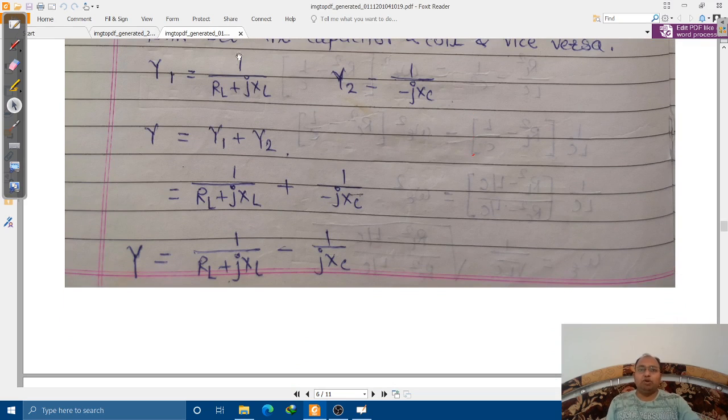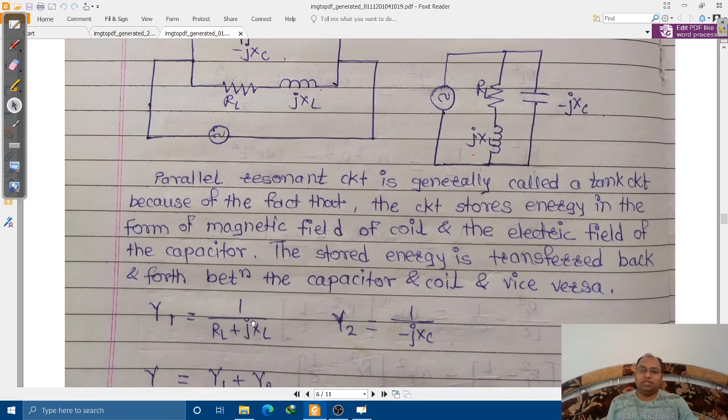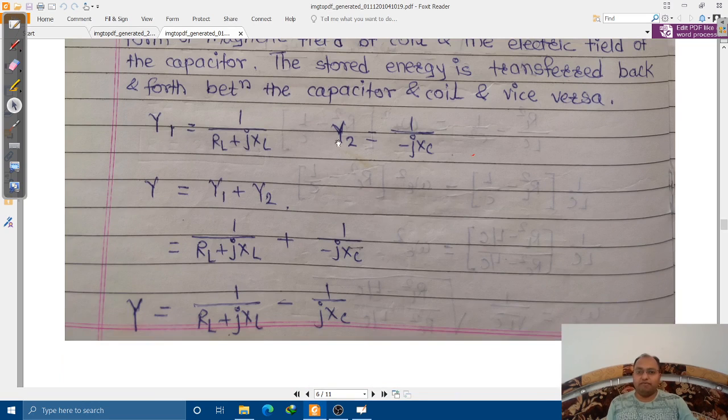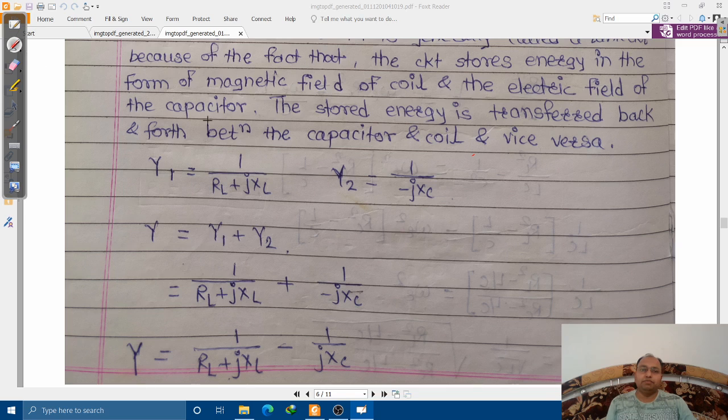So Y1 is nothing but 1 upon RL plus JXL, and Y2 is simply 1 upon minus JXC. It is not having any kind of series resistance. So let us add these two, Y1 and Y2. We have inserted Y1 over here and we are going to insert Y2 over here. Therefore it is nothing but 1 upon RL plus JXL plus 1 upon minus JXC.